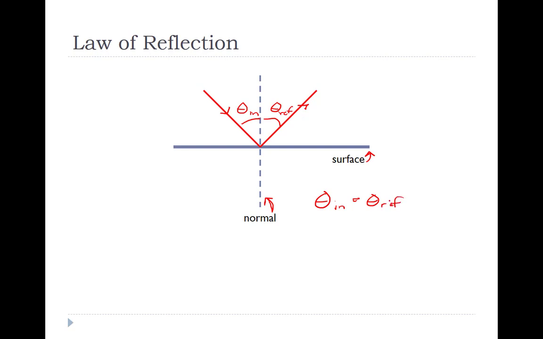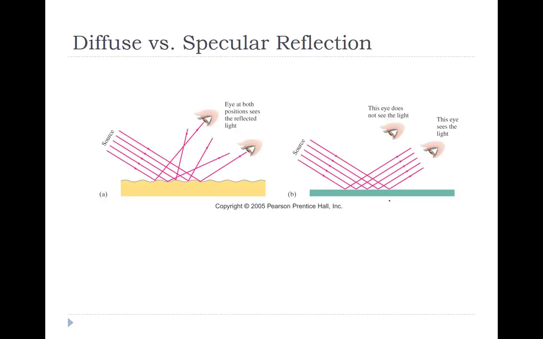This law has to hold regardless of what you're reflecting off of. It could be a mirror, it could be your couch, it could be your pet. I don't care. Any reflection has to follow the law of reflection. But different things do reflect differently. Certainly a mirror looks different when you look in it than when you look at a couch, right? That's because there are two types of reflections.